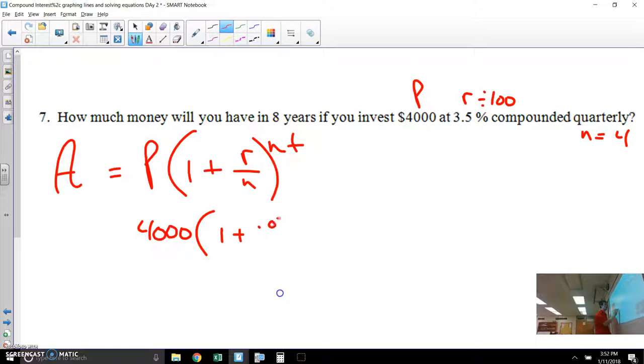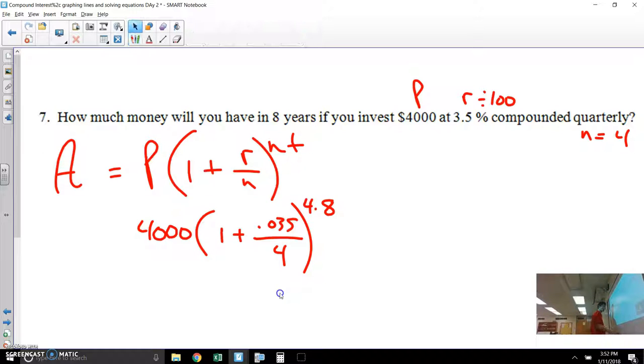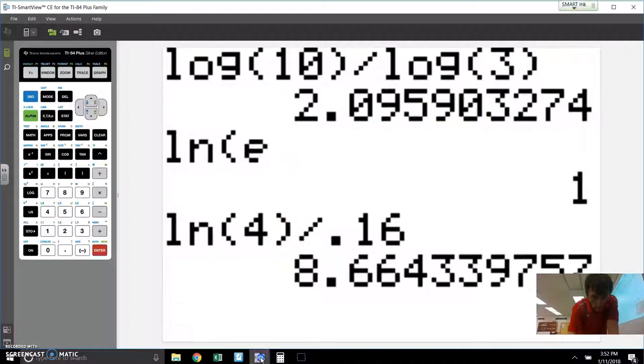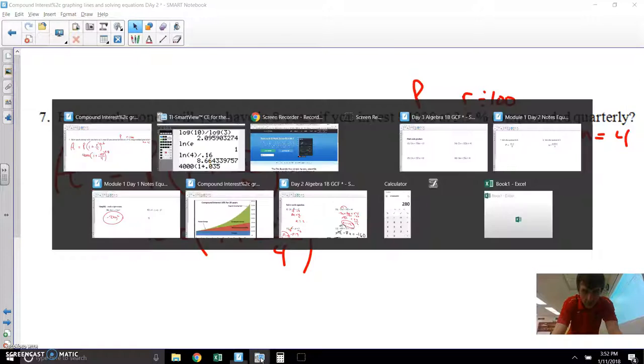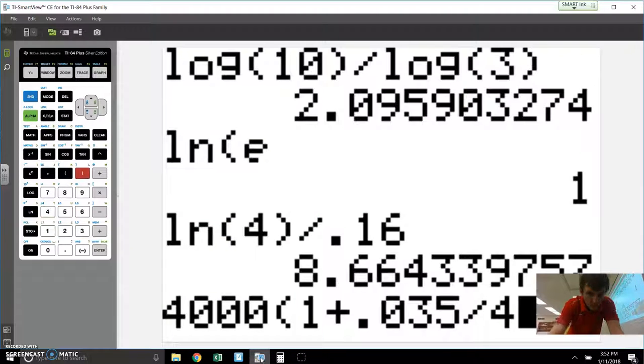So 0.035 divided by the quarterly 4, raised to the 4 quarterly times how many years you're given, and that of course is 8. Okay, so I'm going to put that in the calculator. So 4,000 parentheses 1 plus 0.035, right? Yep. Divide by 4, and then let's raise that.